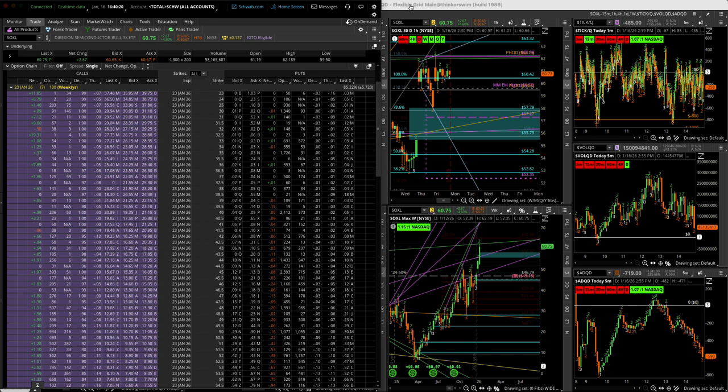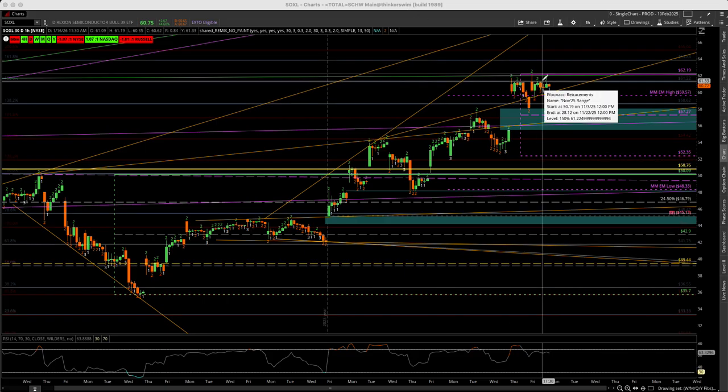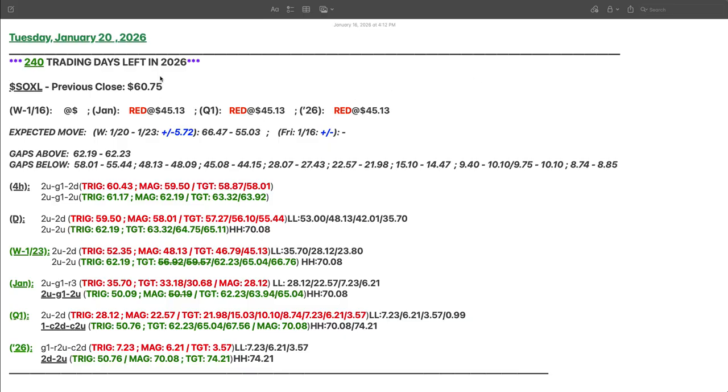So if we go to our notes, we've got here for Tuesday, January 20th, there will be 240 trading days left in 2026. The close on Friday, January 16th was 60.75. We know that the month, quarter, and year all flip red at 45.13. Don't know what this coming week will flip red at. Let's actually change this because the week has not opened yet. But here we have the expected move put into our notes. So it's plus or minus $5.72 from the close price of 60.75, giving us an expected range of 66.47 to 55.03.